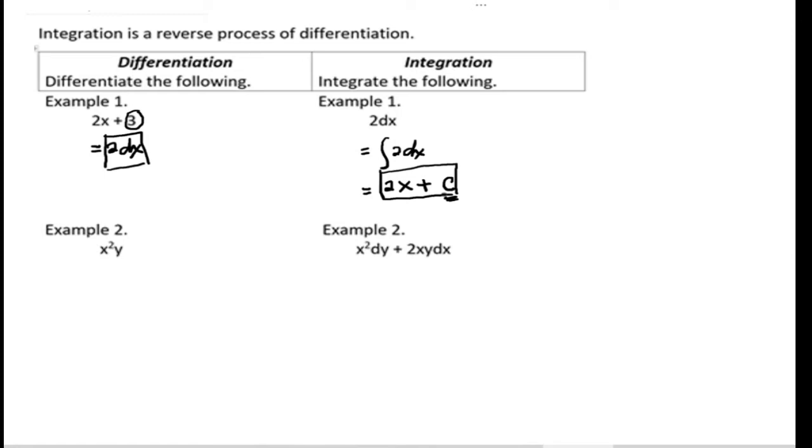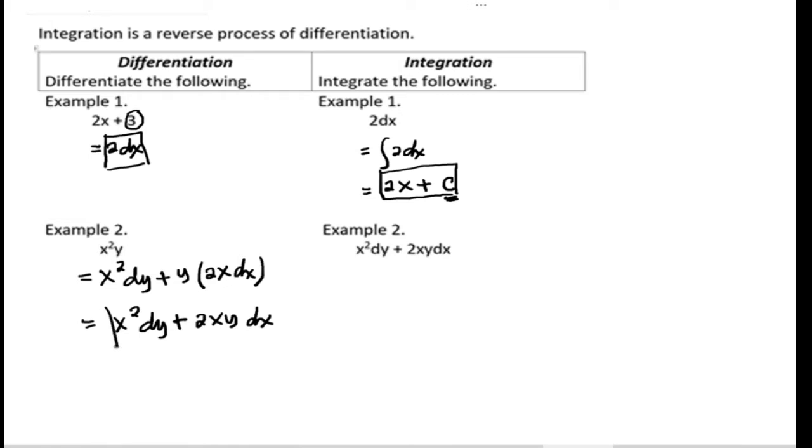In our example 2, we have x squared y. Now, let's get the differential of this term. For the x squared y, we are going to use the product formula. That is x squared times the differential of y, which is dy, plus y times the differential of x squared, which is 2x dx. Simplify, we have here x squared dy plus 2xy dx. This is the differential of the given term.